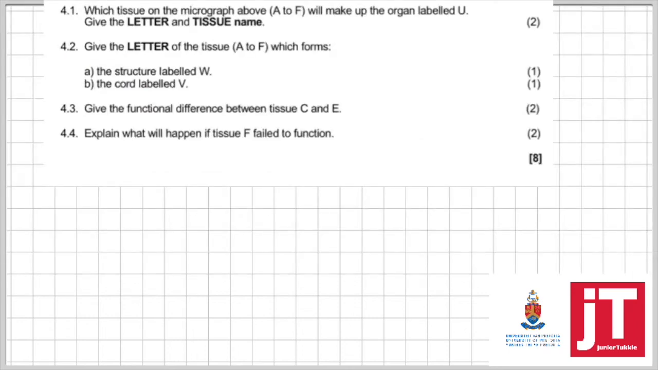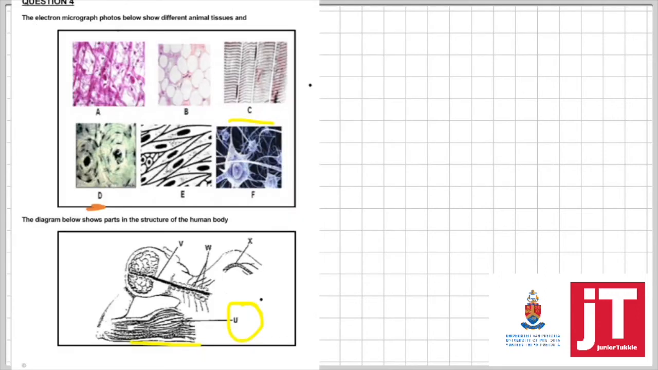Right. Give the letter of the tissue name, which forms part of cord V. Now immediately it's cord V, and it's going through the vertebrae, so we know that that's the spinal cord. And the spinal cord is made up of nervous tissue, which I can identify as F.